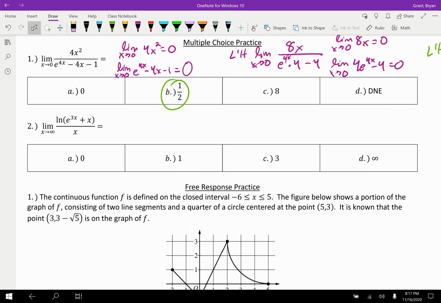Substituting in infinity, we do need to show this separately. The limit as x approaches infinity is the natural log of e to the 3x plus x, which if you substitute in infinity, this becomes infinity. Natural log of something infinitely large tends to infinity. Same thing down below. The limit as x approaches infinity of x also tends to infinity. Indeterminate form, l'hôpital. Here we go.